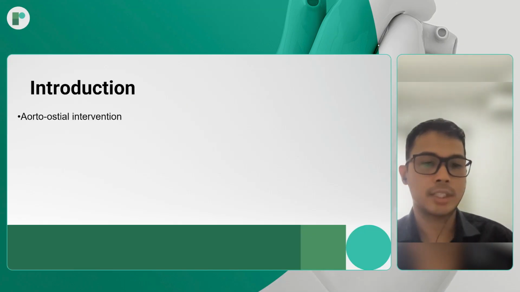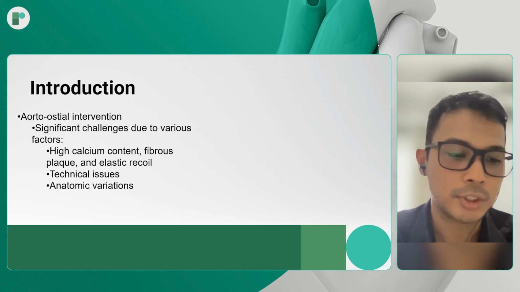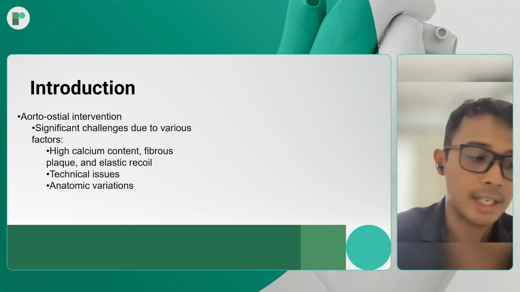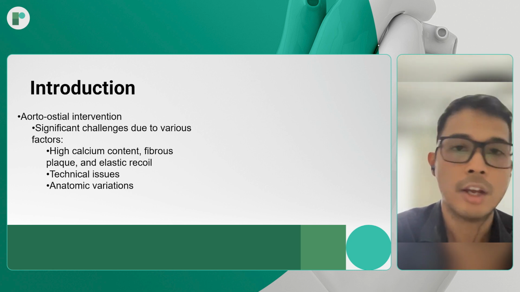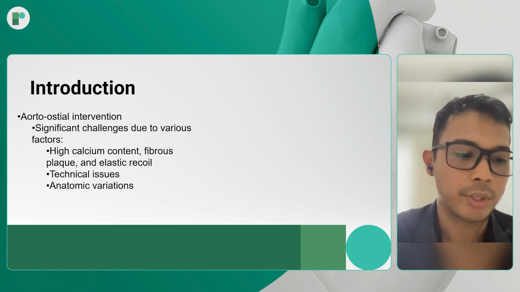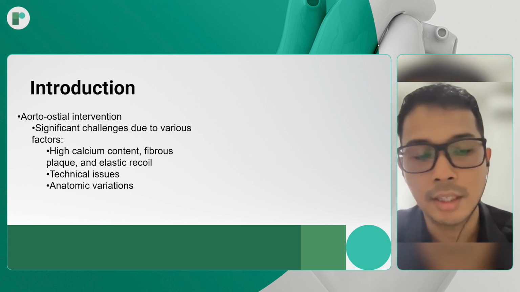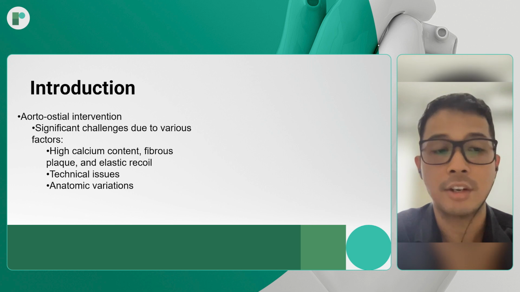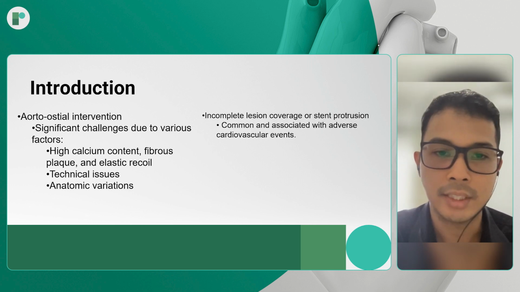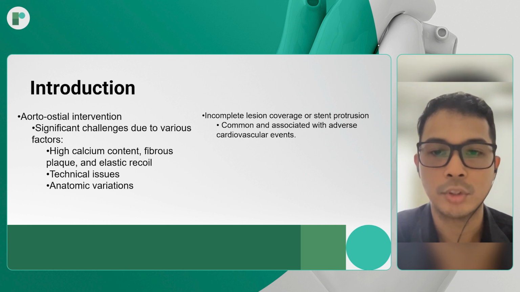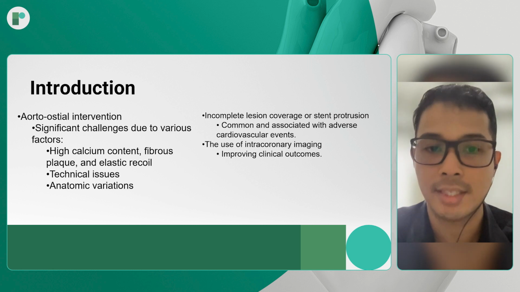So let's explore the complexities of aorto-ostial interventions. These procedures pose significant challenges due to various factors such as high calcium content, fibrous plaque, and elastic recoil, and technical issues like catheter engagement and anatomic variations make this kind of intervention difficult. Additionally, incomplete lesion coverage or stent protrusion is not uncommon and is associated with adverse cardiovascular events.